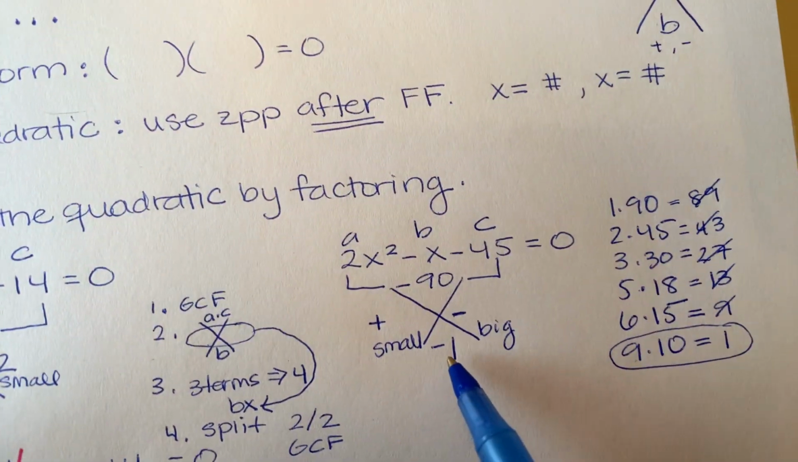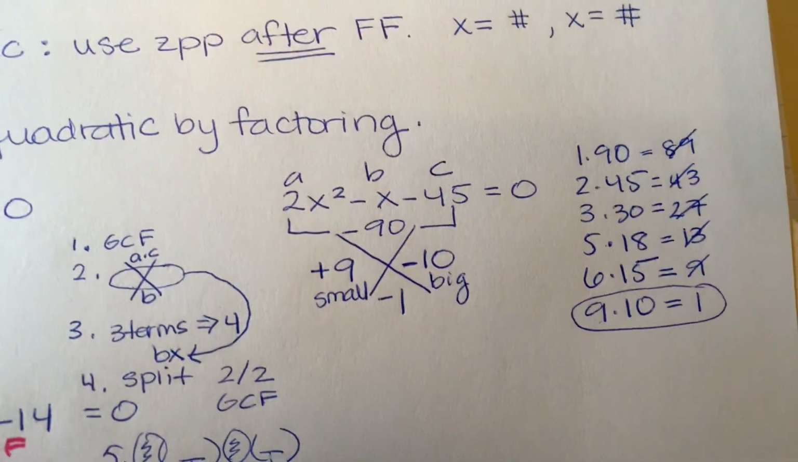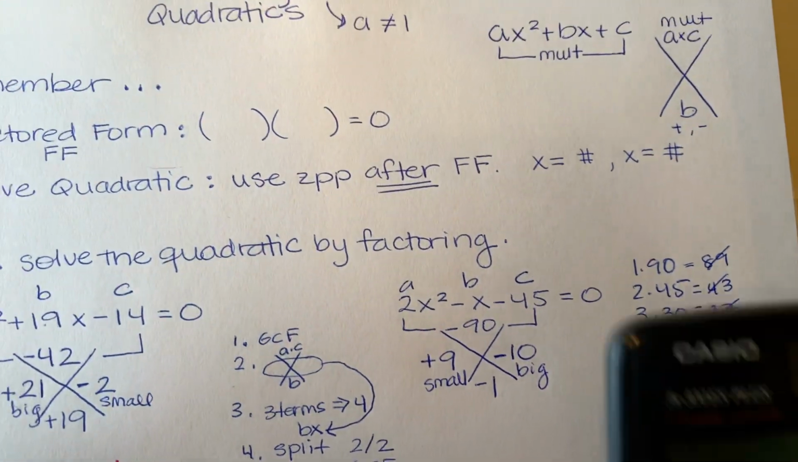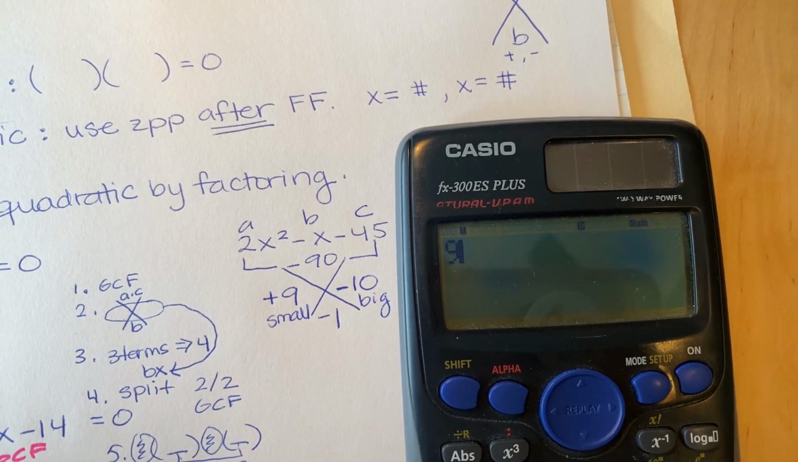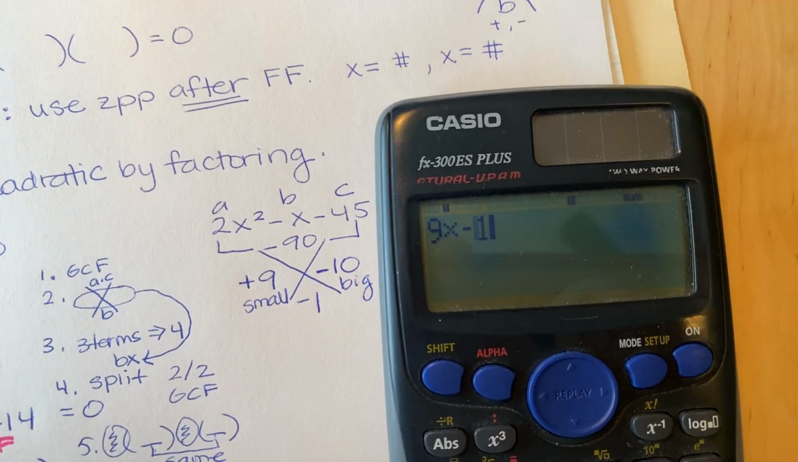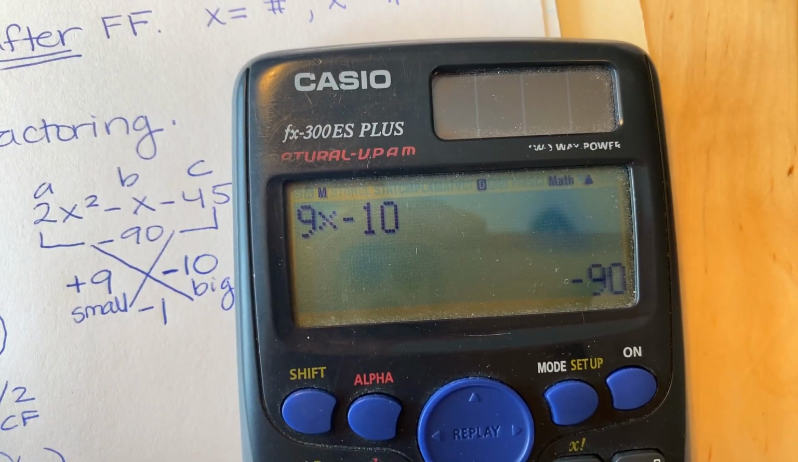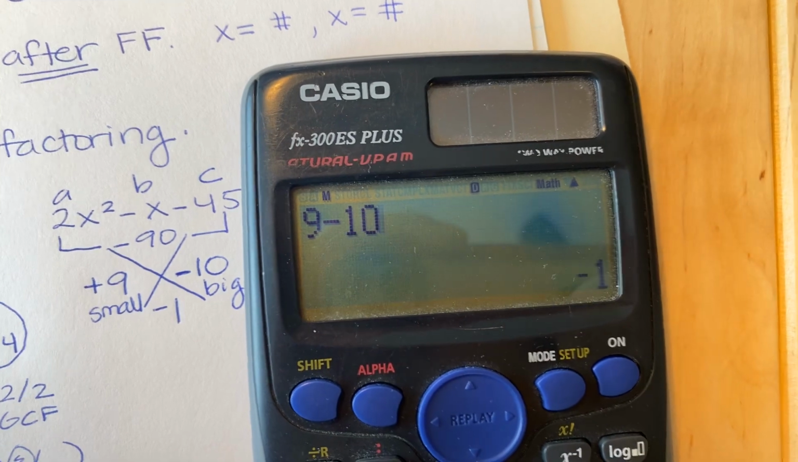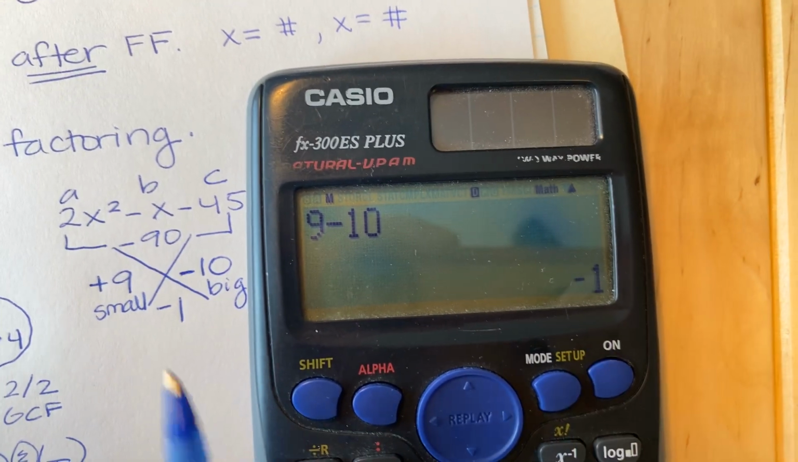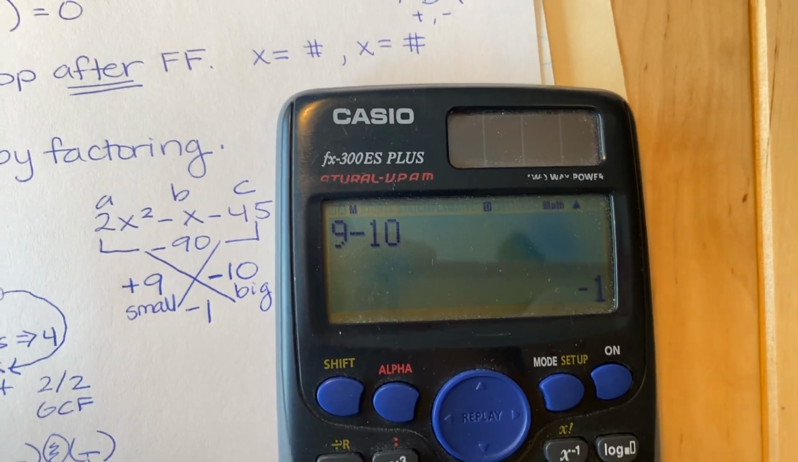Now, because 10 is negative, this will be -10, and 9 will be positive, right? And so you can check on a calculator. 9 times -10 gives me -90, check. And then 9 take away 10 is -1. So check. I have both of these satisfied, okay?